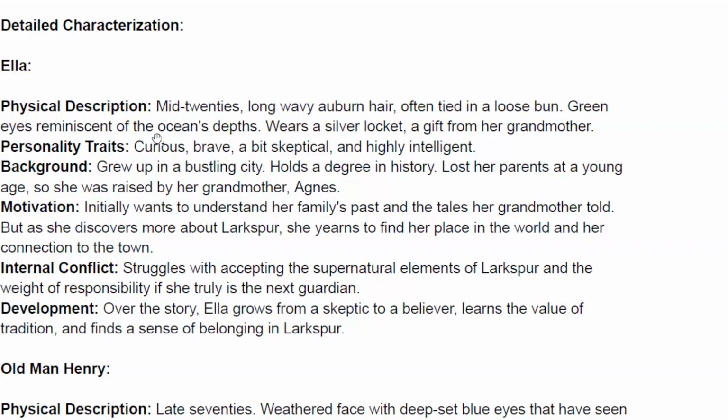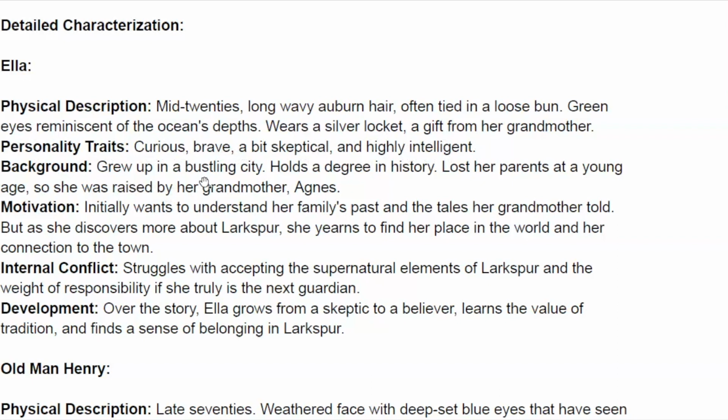Next we move on to the personality traits. This is easy. This is a direct characterization. Straight up, just direct characterization. Curious, brave, a bit skeptical, and highly intelligent. She's curious, she's brave, skeptical, doesn't believe everything, so she's not too gullible. As a result, she's really smart because of that. She's intelligent.